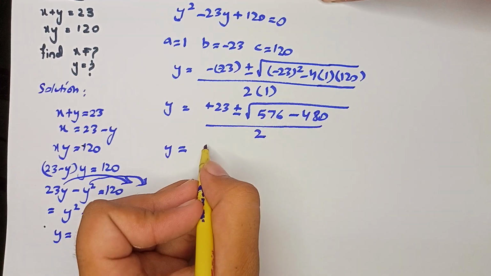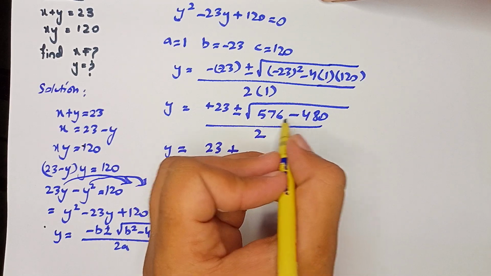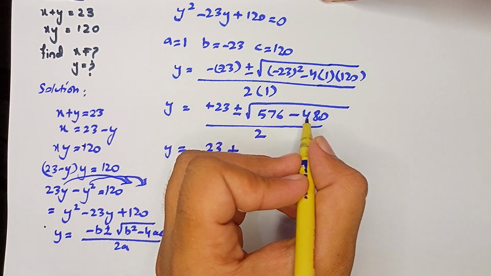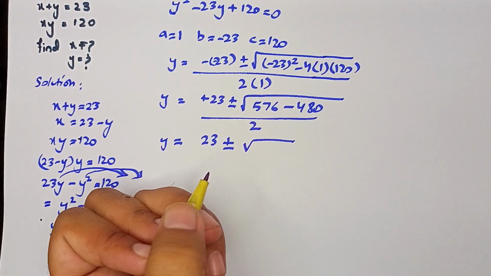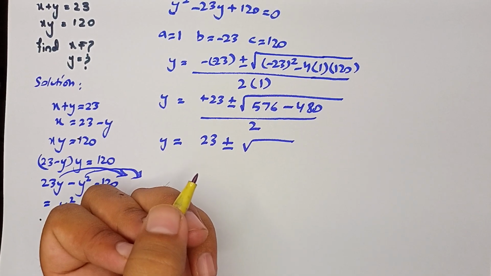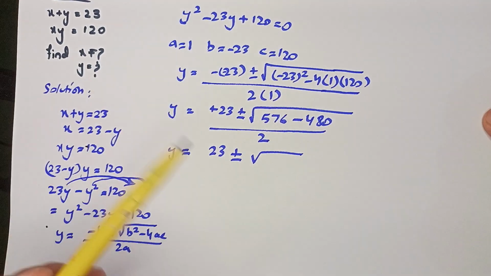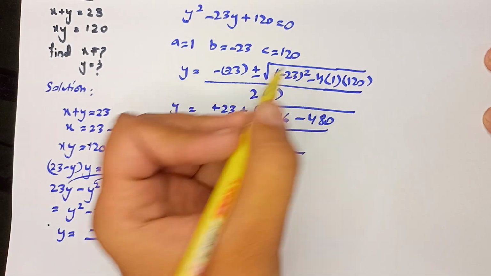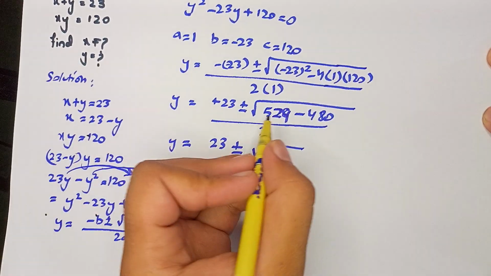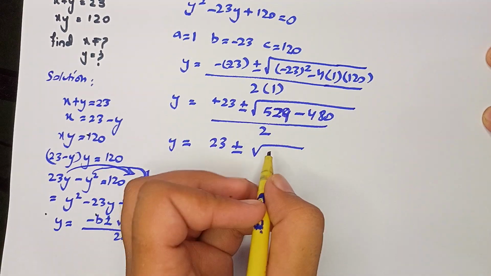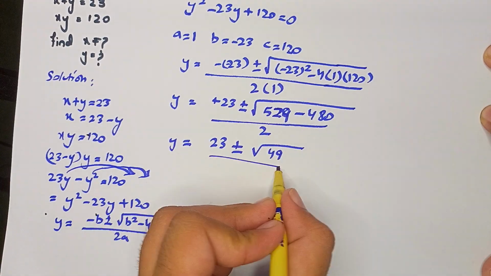Now 23 is as it is, plus minus. How much is the difference between these two values? 529 minus 480, and our answer is 49. Divided by 2.